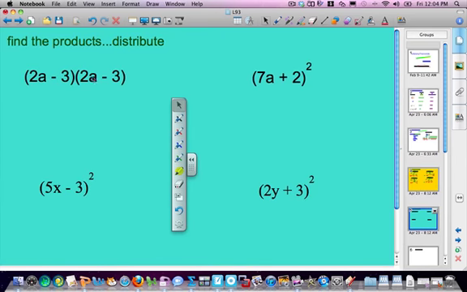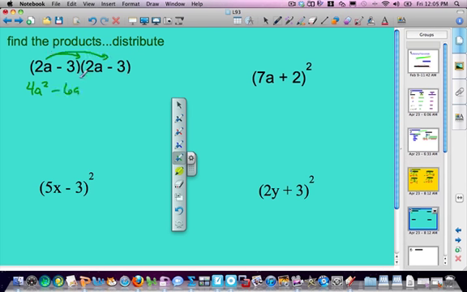In our first example, we're going to multiply two linear binomials together. 2a minus 3 times 2a minus 3. Once again, we're going to distribute. 2a times 2a yields 4a squared. 2a times opposite 3 yields an opposite 6a. Distributing the negative 3 across yields another negative 6a. And negative 3 times negative 3 yields a positive 9.